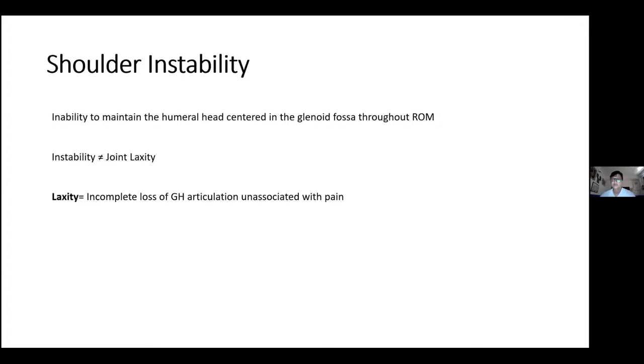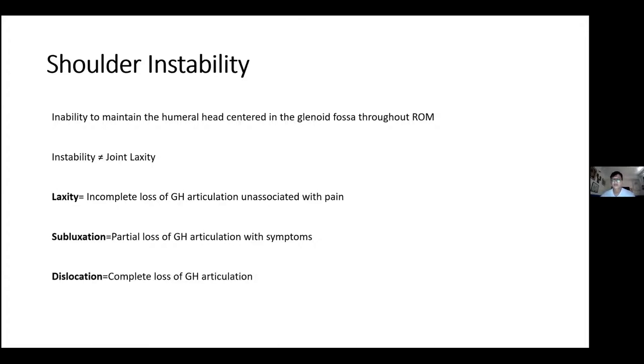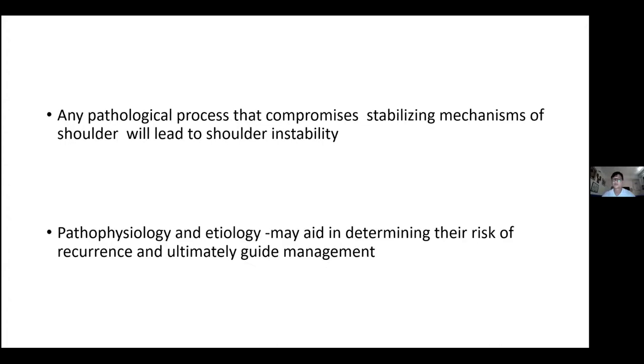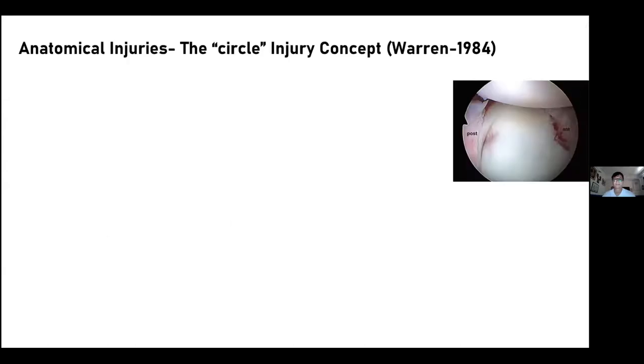Joint laxity is a physiological condition where there is incomplete loss of glenohumeral articulation and it is not associated with pain. Subluxation is a partial loss of glenohumeral articulation with symptoms. And dislocation is a complete loss of glenohumeral articulation. And we'll mainly focus on dislocation today. So any pathological process that compromises the stabilizing mechanism of the shoulder will lead to shoulder instability. Knowing the pathophysiology and etiology will help in determining the risk of recurrence and ultimately guide the management.